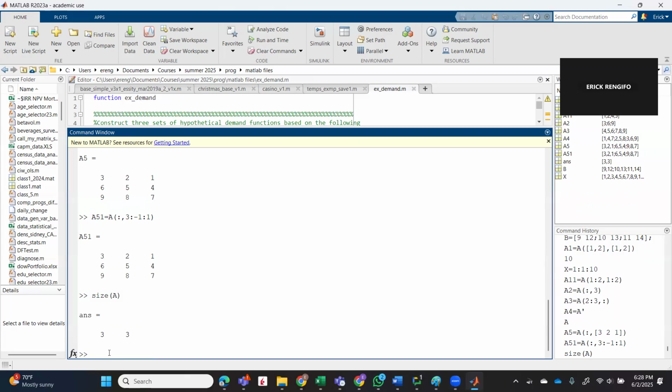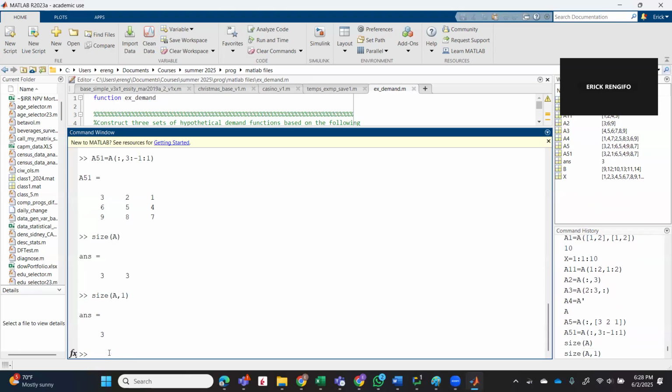Okay, so what if I want to just focus on the rows? I want to know how many rows I have. So it's going to be size of A, comma 1. Do you agree? When you write 1 here, it provides you the number of rows. Well, in this case, my rows and columns are the same. And when you write 2 here, you get the number of columns.